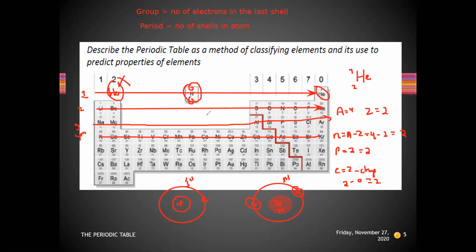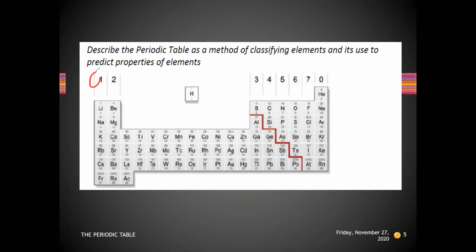So the number of shells which you use represents the period, and the number of electrons in the outermost shell represents the group number. So group 1, group 2, then group 3. So why did we leave this part? Why did we not place these elements in a specific group? The reason is that their number of electrons in the outermost shell changes or varies.